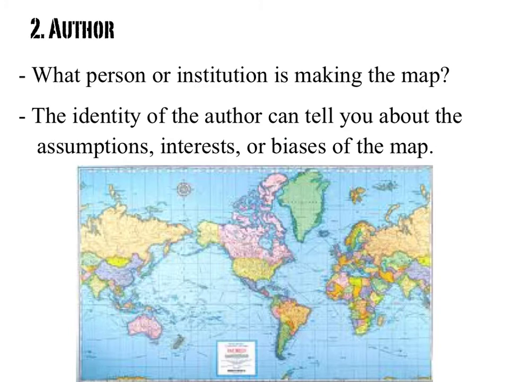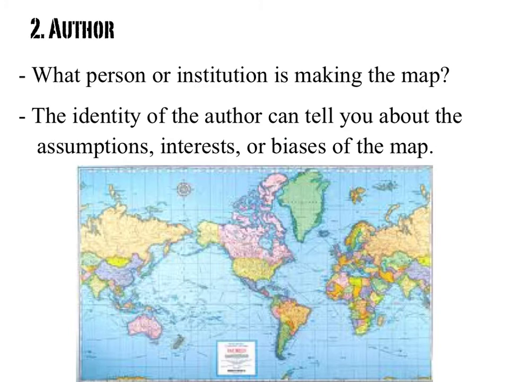The usefulness of the author is that it can clue you in to help you better understand things about the map, what assumptions it's making, what interests it has, what biases it has. And it's also important to keep in mind that this works in the reverse direction. For instance, when we look at the map in front of us now, what do we notice about it?